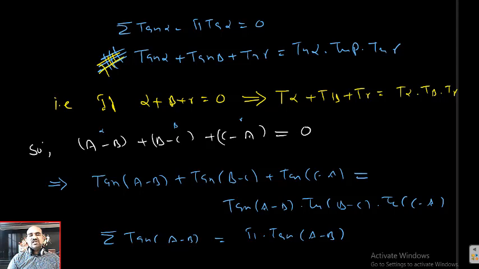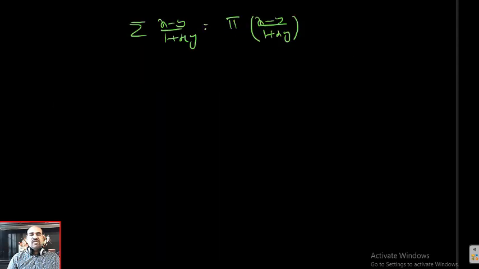So this is taken as alpha, beta, gamma, whose addition is 0 only. That's directly I can say that tan of (a minus b) plus tan of (b minus c) plus tan of (c minus a) equals tan of (a minus b) into tan of (b minus c) into tan of (c minus a). That is, sigma of tan of (a minus b) equals pi of tan of (a minus b). What is the meaning of that? Sigma of (x minus y) by (1 plus xy) equals pi of (x minus y) by (1 plus xy) only.